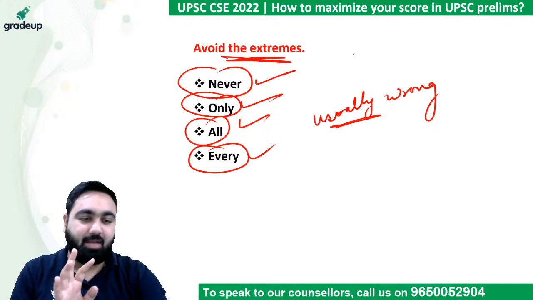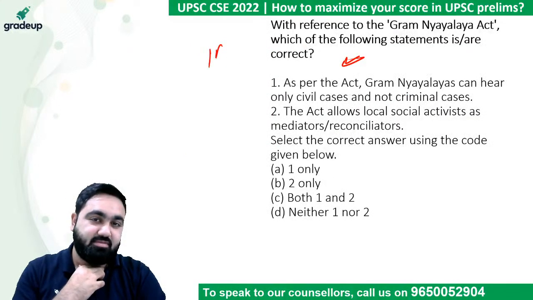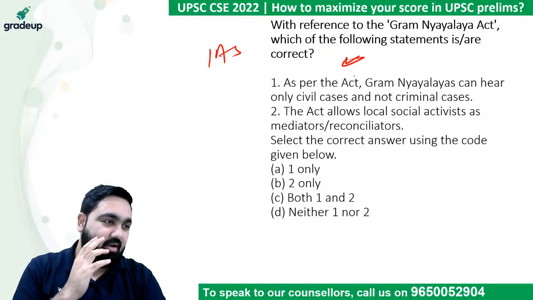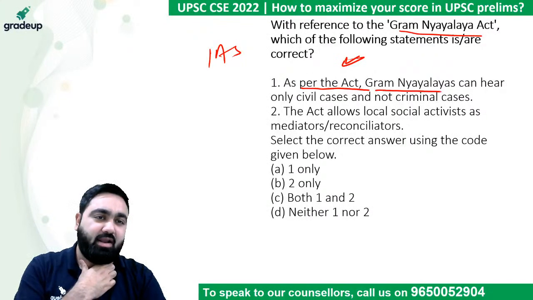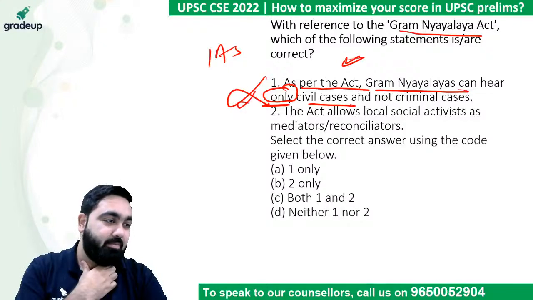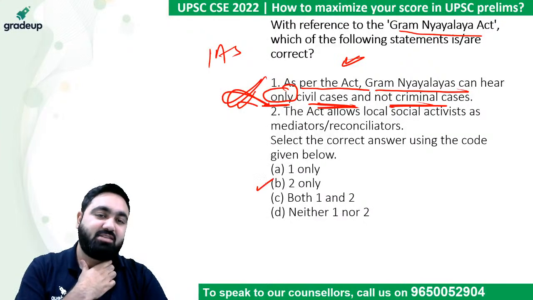I'll give you some examples. This was a question asked in the IAS prelims. Let's assume आपको नहीं पता है, ठीक है? Question about Gram Nyayalaya Act. First statement, as per Gram Nyayalaya Act, the Gram Nyayalayas can only hear civil cases and not criminal. This is wrong. The word only is the trap. It can hear civil and criminal, both the cases. This statement is wrong. And that is why the answer is B.